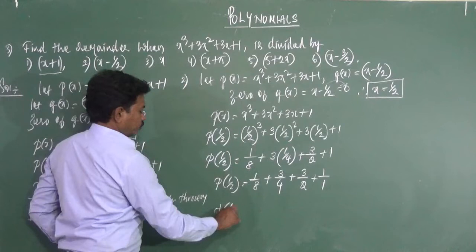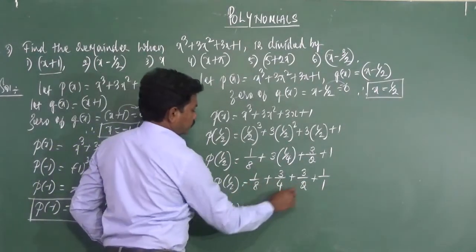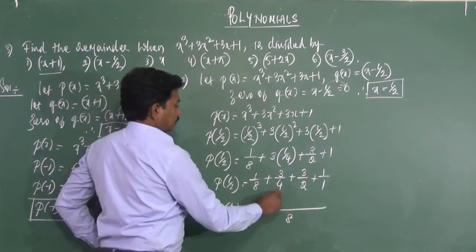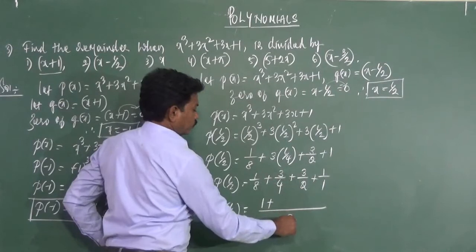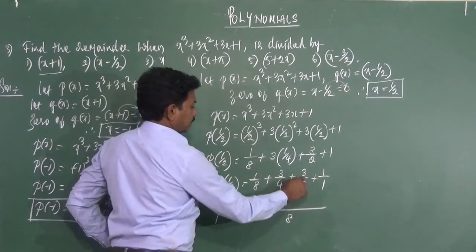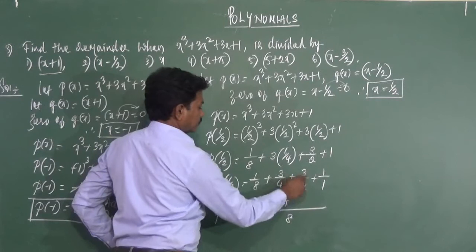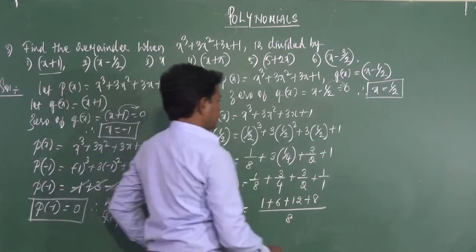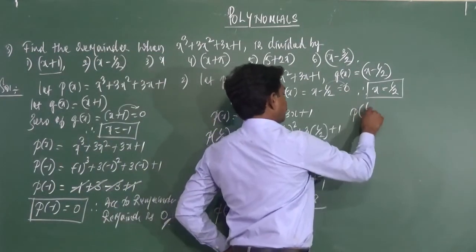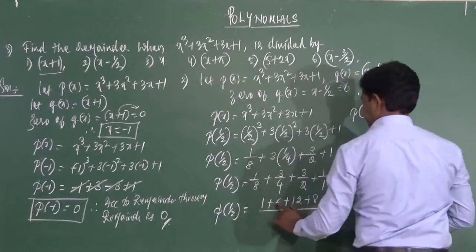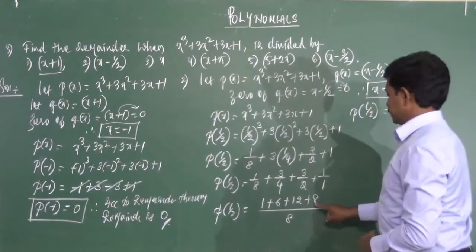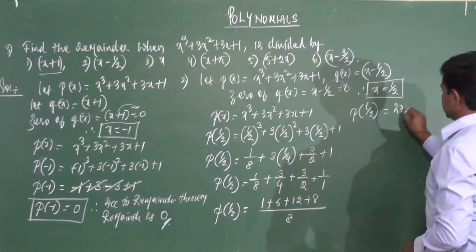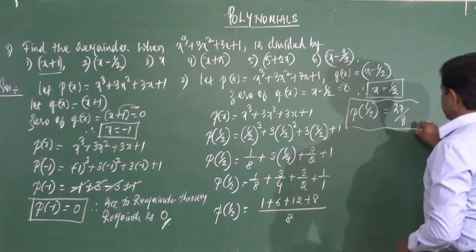So p of 1 by 2 is equal to, for 8, 4 and 2, the LCM is 8. So 1 by 8 into 8 is 1, plus 3 by 4 into 8 is 4 twos are 8, 3 sixes are 6, plus 3 by 2 into 8 is 2 fours are 8, 3 fours are 12, plus 1 by 1 into 8 is 8. So next step: p of 1 by 2 is equal to 1 plus 6 plus 12 plus 8. 12 plus 8 is 20, 20 plus 6 is 26, plus 1 is 27. That is 27 by 8. So this is the remainder.